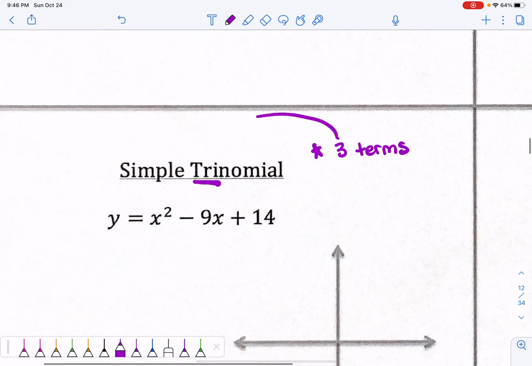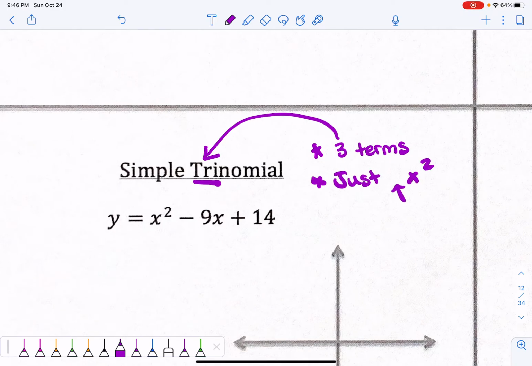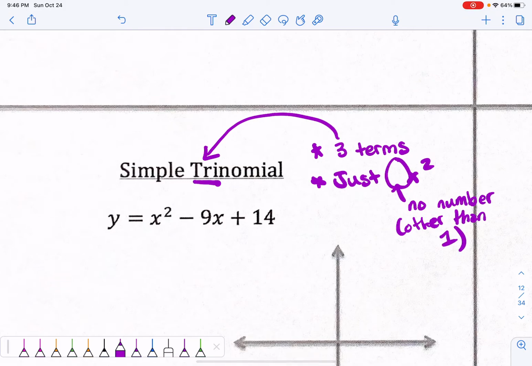So 3 pieces. I'm going to draw an arrow to that word tri, trinomial. And it's simple because it's just x squared. There's no number in front here, other than 1, because if there is no number, we assume that it is 1. If there's no number in front of an x squared, then we assume that it is 1. So this is a simple trinomial because it's 3 pieces and it's just x squared. There's not a number here, so we assume that it's kind of like an understood 1.